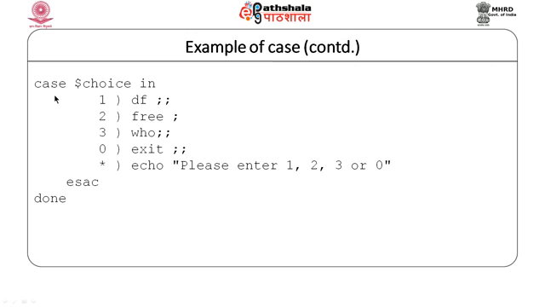You can see I have used the case esac structure. If the dollar choice, that is the choice entered by the user, is 1, we execute the df command. If the choice is 2, then we execute the free command and so on. If the user does not enter any of 1, 2, 3, 0, then the execution will go to the star, that is the default pattern, and it will display the message, please enter either 1, 2, 3 or 0. So, this script is an example where we use until and case structures, both used together.